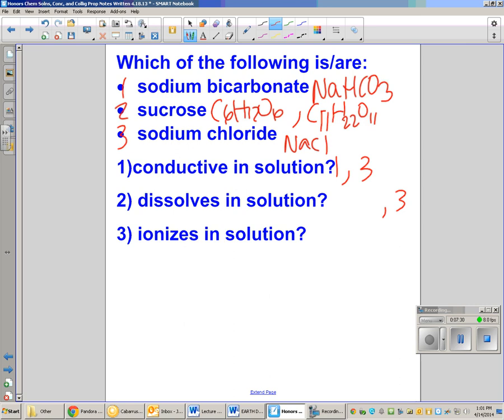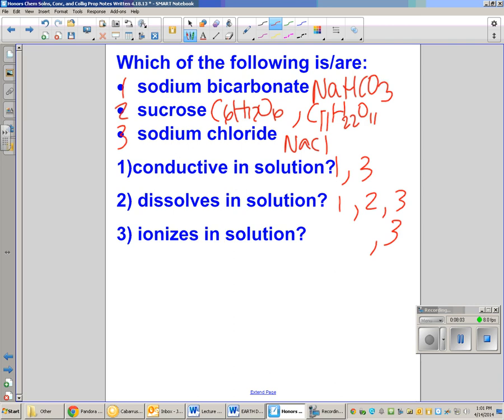Does sucrose dissolve in solution? No. I'll give you the common name of sucrose. Anybody know it? Sugar. Table sugar. Yeah. Does it dissolve in solution? Yeah. Who's made sweet tea? We live in the South, people. What else? Does baking soda dissolve in water? That's baking soda. Which one's ionized? Different than dissolve. Sodium chloride. Anything else?